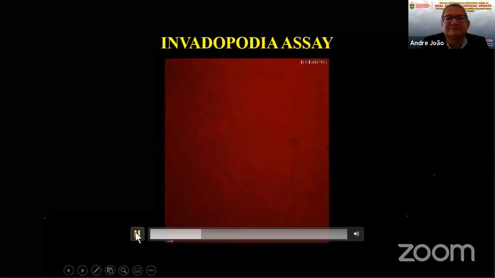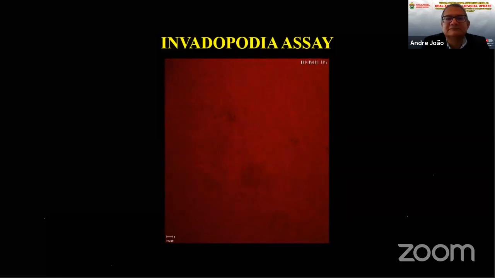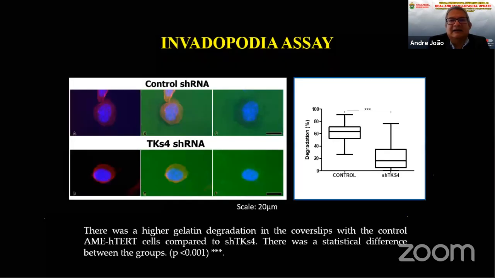Look again. We make an invadopodia site to observe the degradation of gelatin by the ameloblastoma cell line.